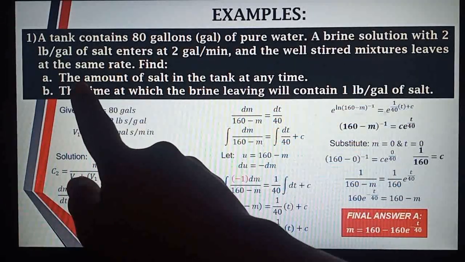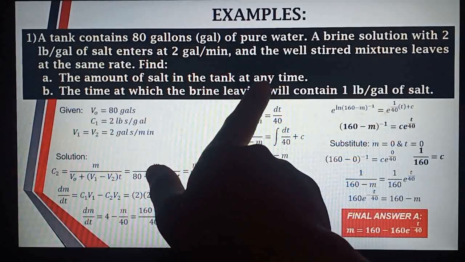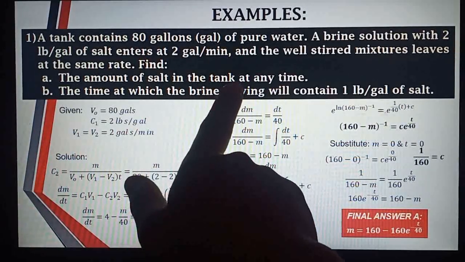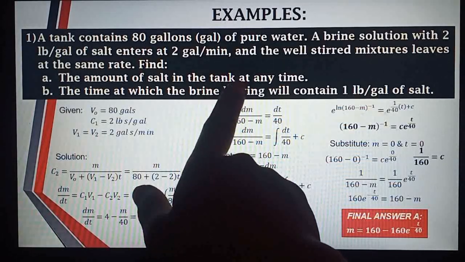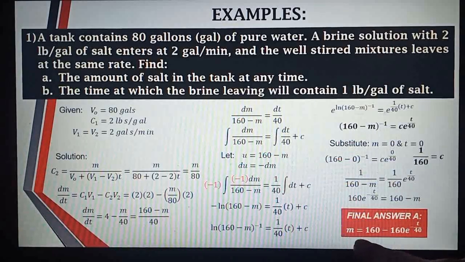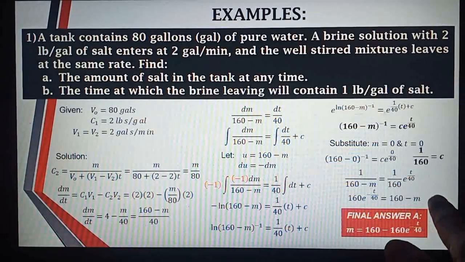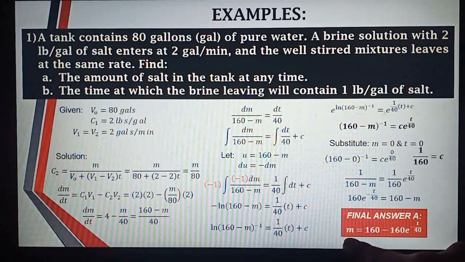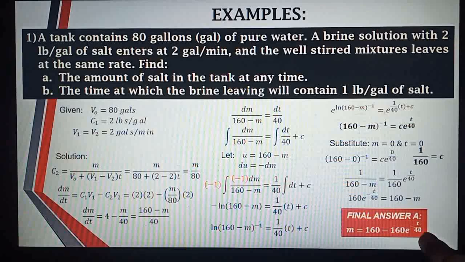So, for letter A, the amount of salt in the tank at any time t, which is your m, or the mass of the salt inside the tank at any time t. This is an equation of m with respect to t. So if we simplify this, our equation of mass with respect to time is m equals 160 minus 160 e raised to negative t over 40.